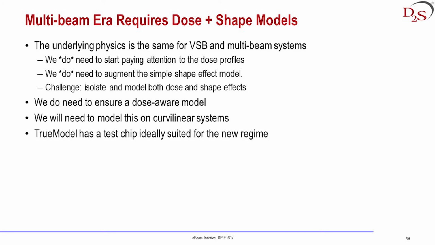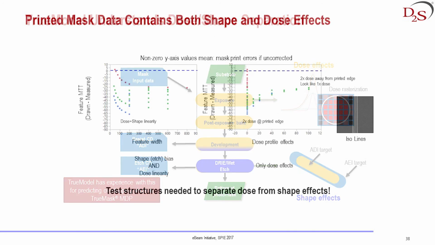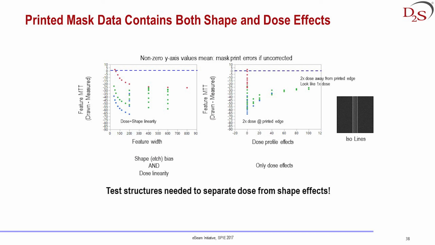Our True Model has test chips and experience for many years dealing with this type of feature for overlapping shots. We have these things already. We've seen this data before, and if we apply all of the dose and shape effects to one model, we can now, well, this looks pretty good. What if I expand it? We're still within plus or minus 2 nanometers.